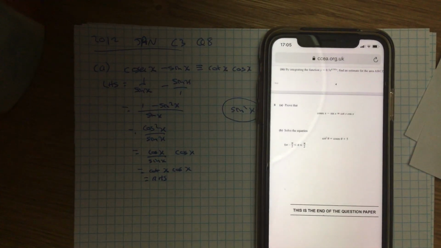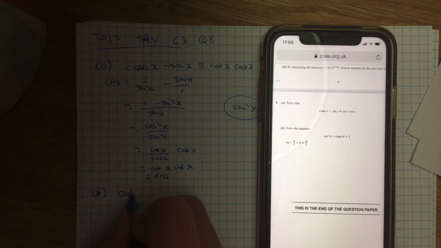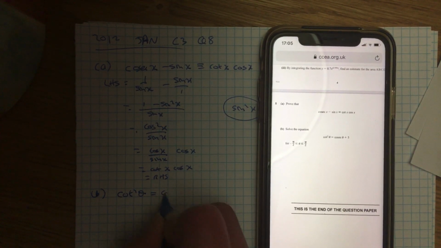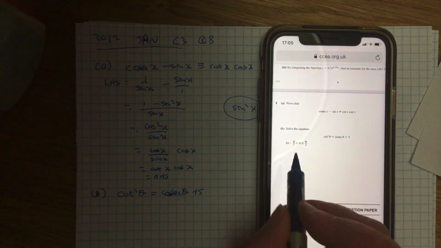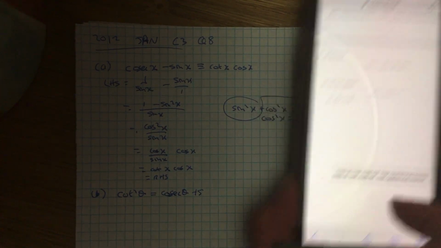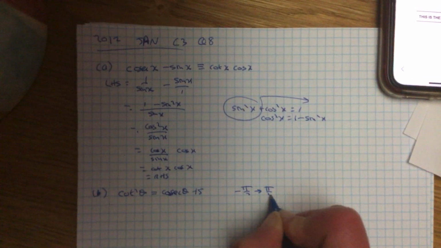Part B of this question is solve this equation here. So it's cot squared theta equals cosec theta plus 5. Now we're only between minus 90 and 90, so bear that in mind as we go through this question.